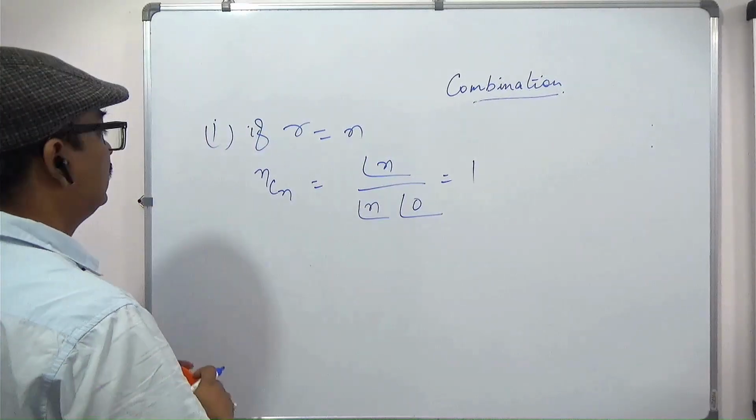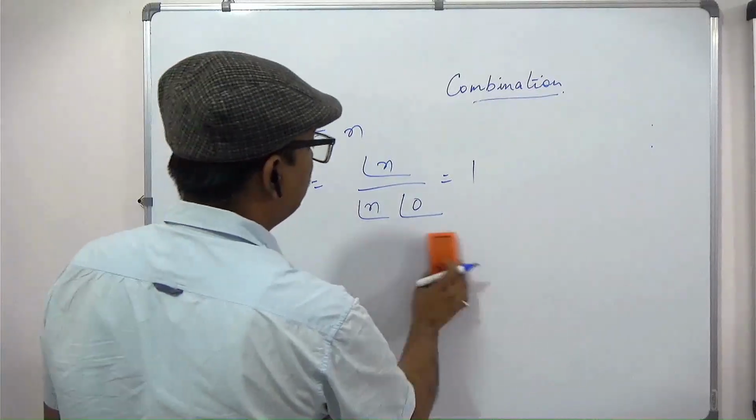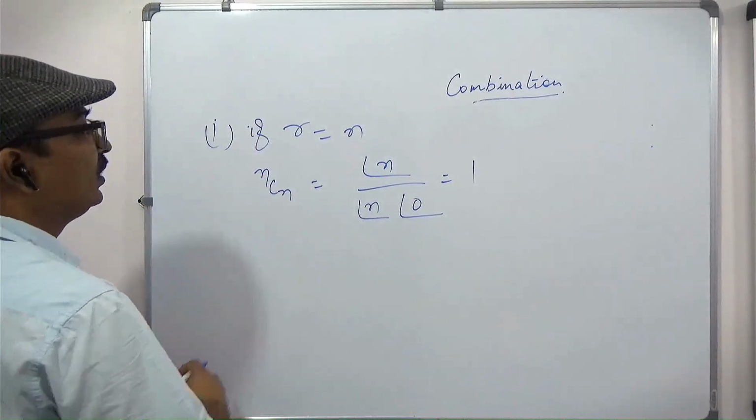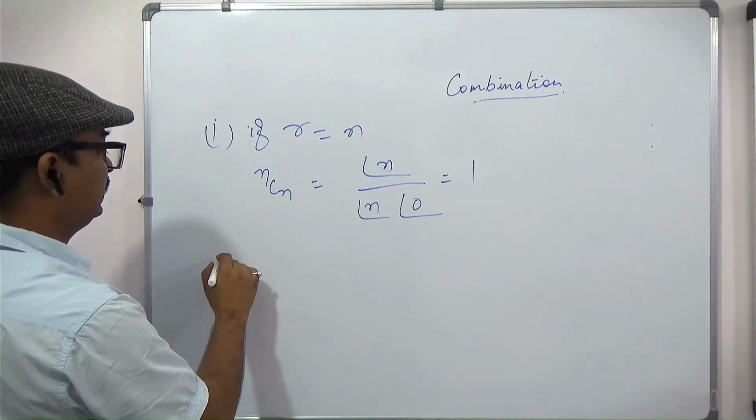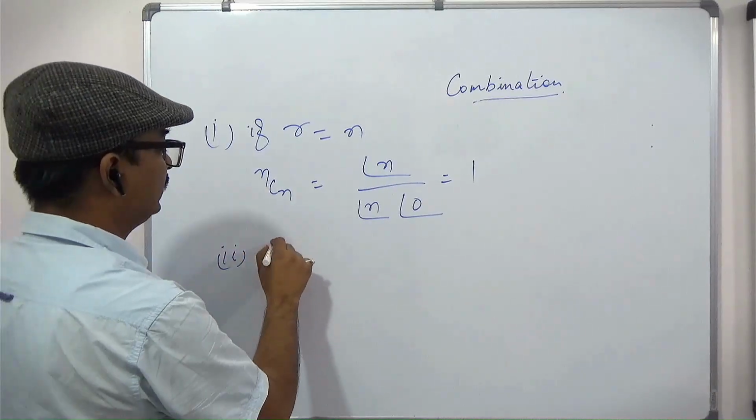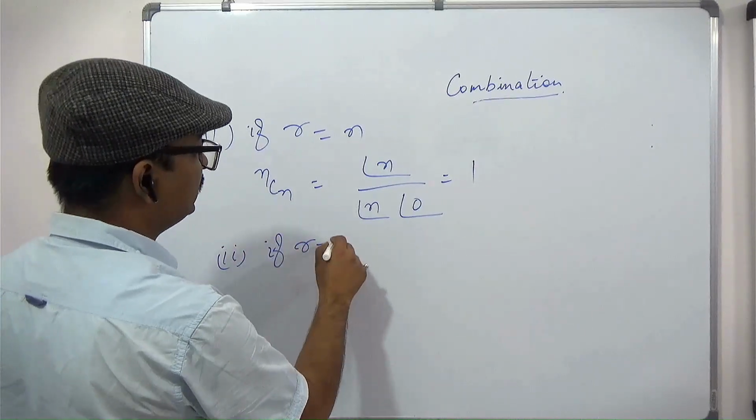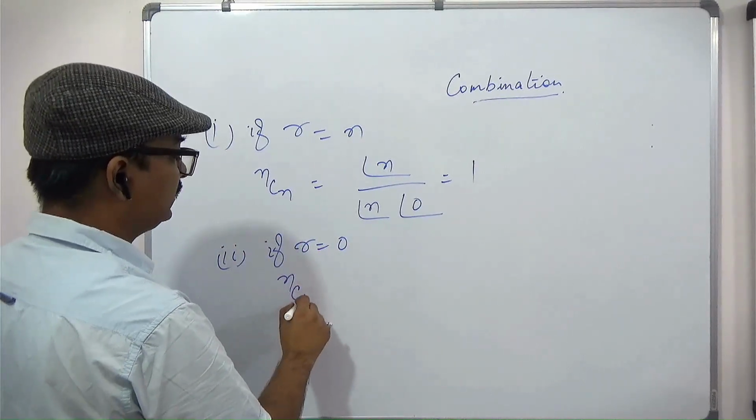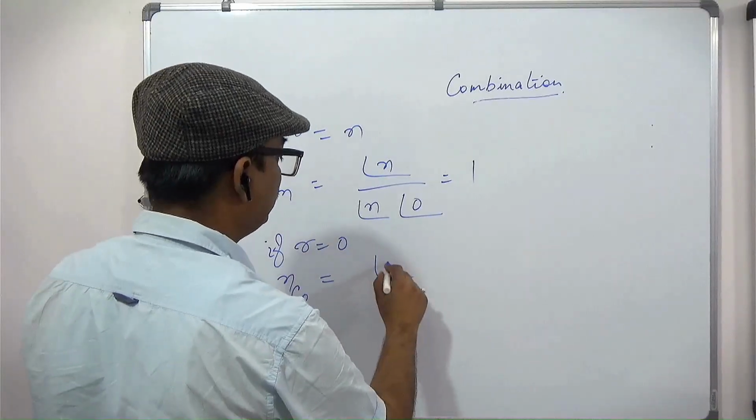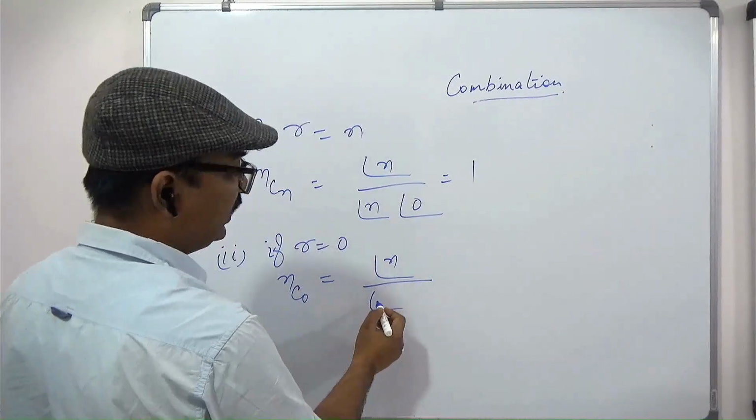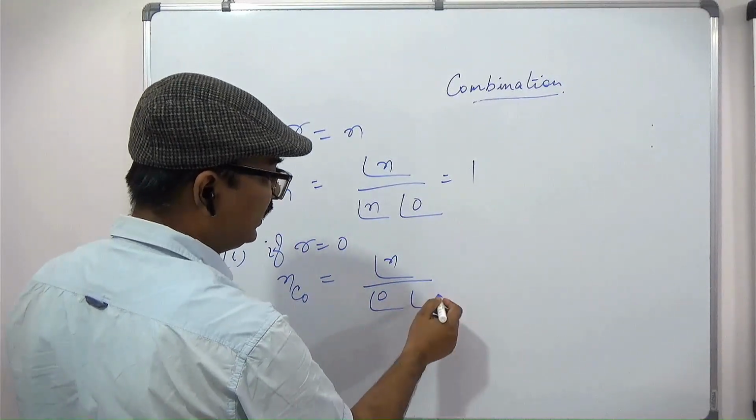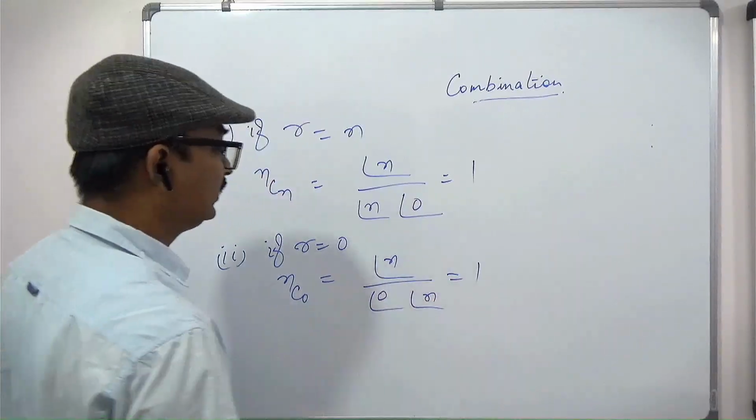Whether an order is present or not is not important. So this is what we mean by this thing. Second, what if r is equal to 0? This is nC0. This will be factorial n over factorial r, that is factorial 0, and factorial n minus r. So this is n over n. Again, this is 1.